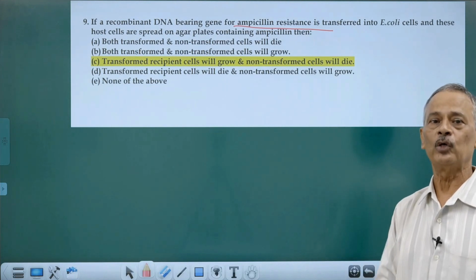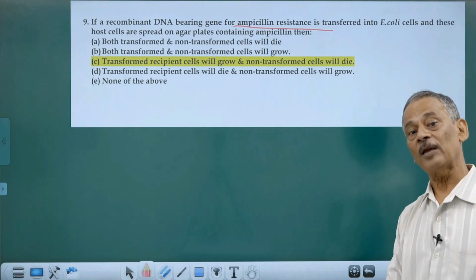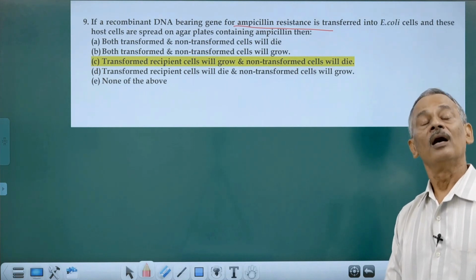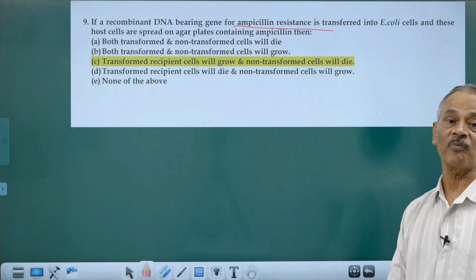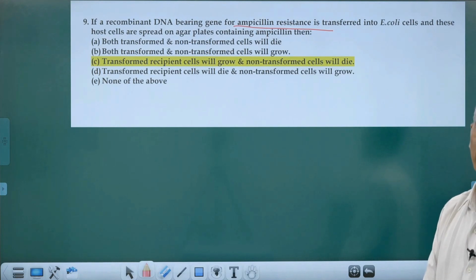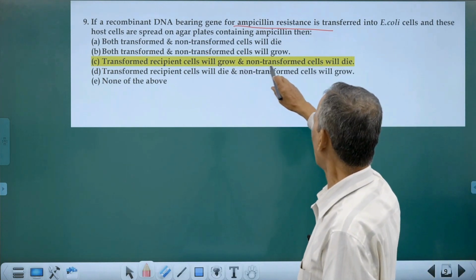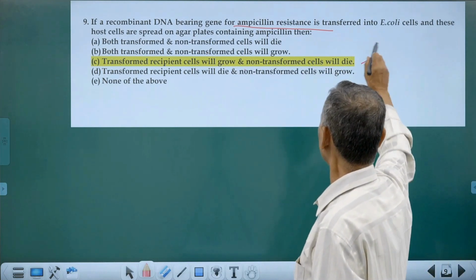So they will grow. So only a transformant. What type of transformant? A recombinant transformant will grow. Okay. Whereas a non-transformant will not grow. So a transformant recipient cell will grow and a non-transformant will die. See.